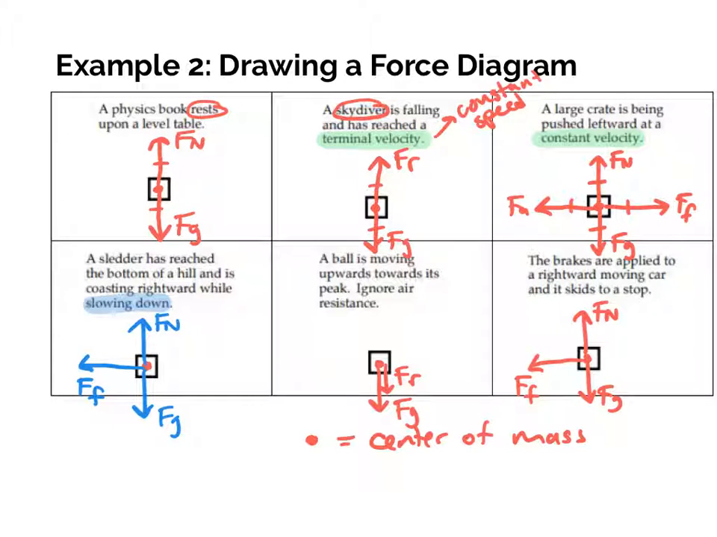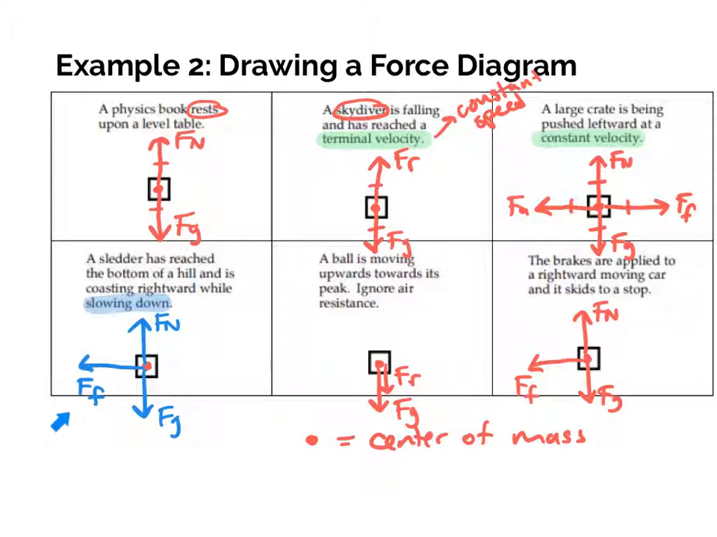Let's take a look. So diagram one, again, you might be thinking of different forces, but the slider reached the bottom of the hill and is coasting rightward while slowing down. So I know that gravity is always going to be acting. If they're on a surface, which is the ground, there's going to be a normal force. They're coasting to the right while slowing down. So if they're slowing down, there's got to be something acting against it. If it's a rightward moving object, then I think friction would be acting to the left.